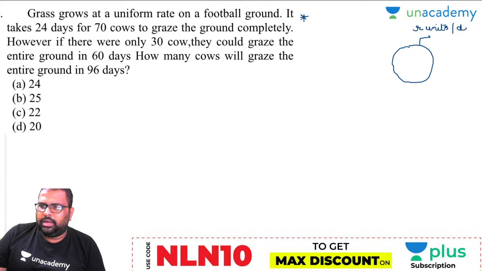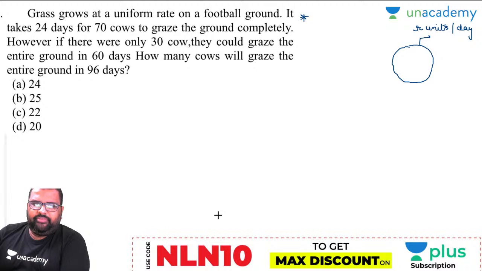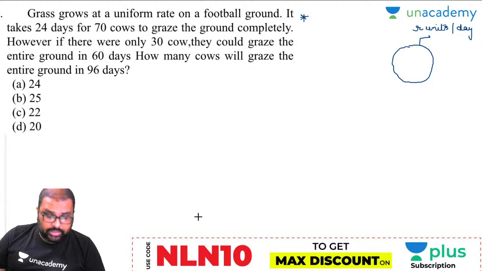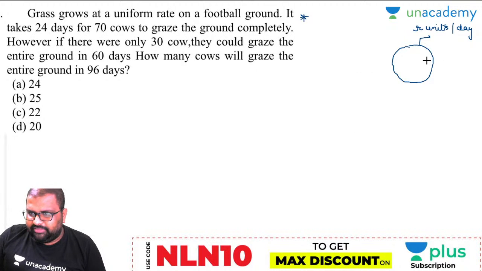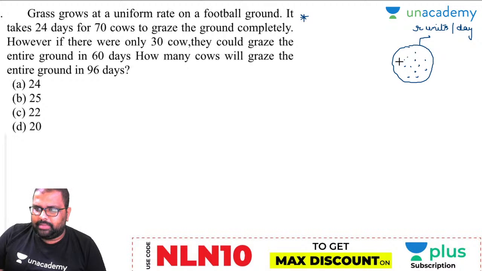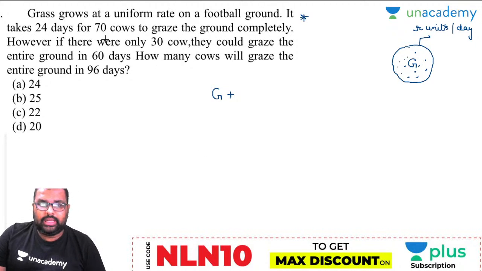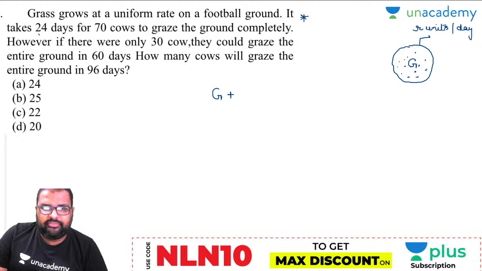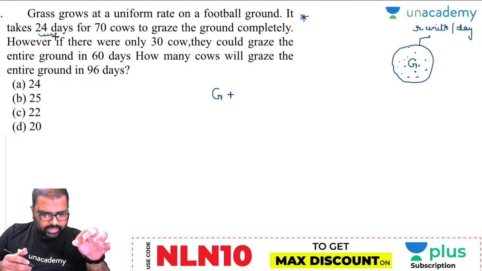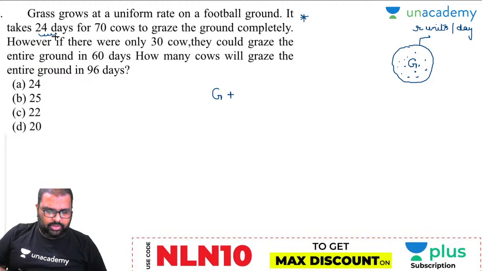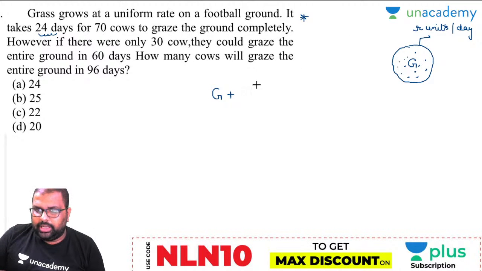Okay. Now look here, it takes 24 days for 70 cows to graze the ground completely is the question asked. Now look, on the first day there will be some amount of grass available on the ground. I will take this amount of grass available on the first day as G. Now, how many cows will graze? 70 cows will graze for 24 days. For these 24 days, will the same amount of grass be available on the ground? No. Grass grows at R units per day.